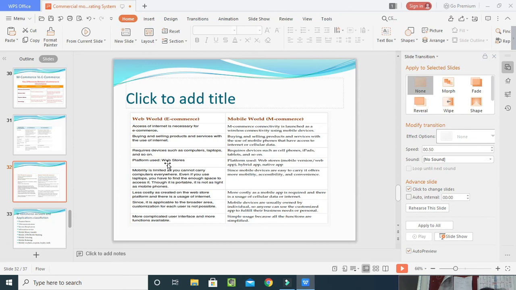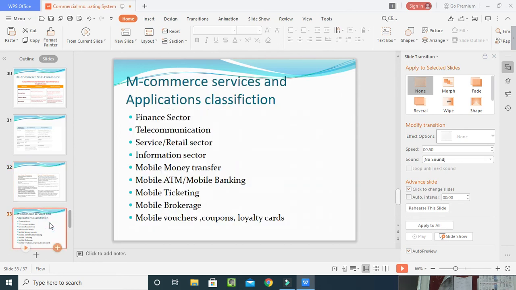It has a more complicated user interface and more functional variables, whereas m-commerce is simple to use, because all the functions are simplified and made easy to understand by seeing pictures and by voice directions or written directions on the mobile. It is easy for us to identify and work on mobile commerce. I hope students will understand the difference between m-commerce and e-commerce.